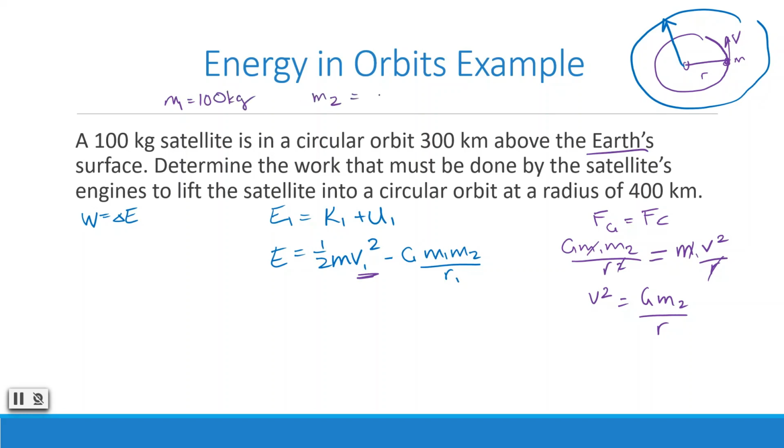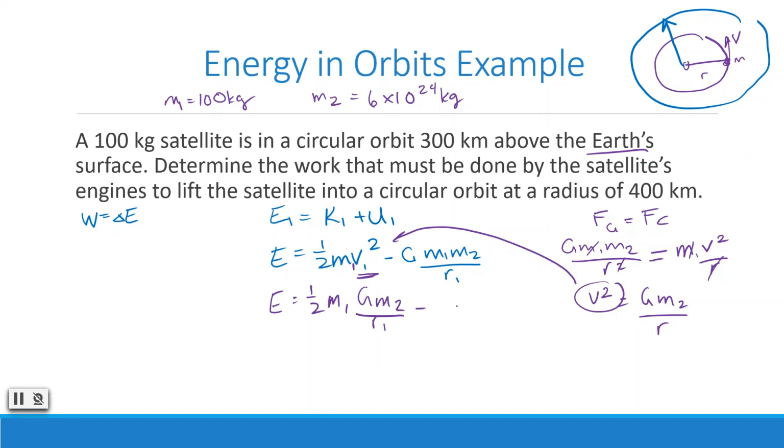m2 is 6 times 10 to the 24th kilograms, approximately. So I'm going to give this m here a little subscript m1, because that is going to be the mass of our satellite. So I'm going to sub in this v squared here. So I'm going to get E1 is going to be 1/2 m1 G m2 over r, and that's going to be an r1 in this case, minus G m1 m2 over r1.